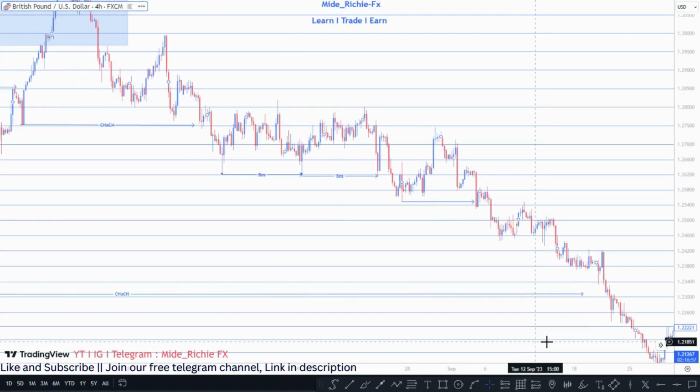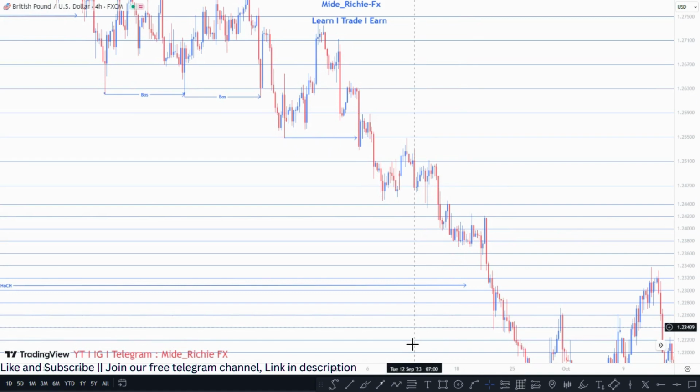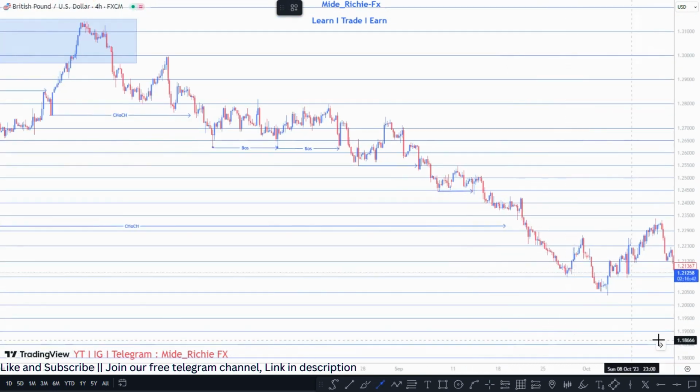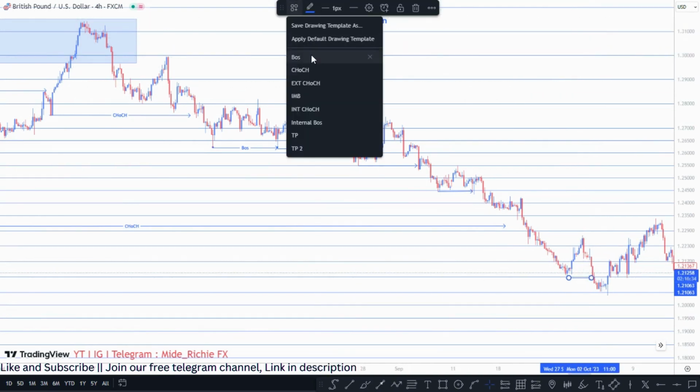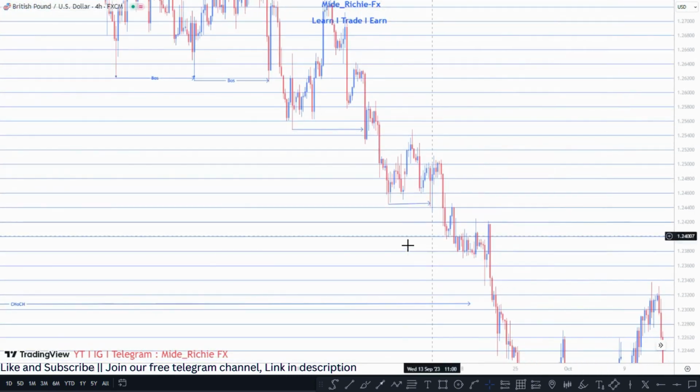Okay. And we have another break of structure at this point too. Then after that, okay, you have another break of structure right here. Okay. So let me label this as a break of structure.